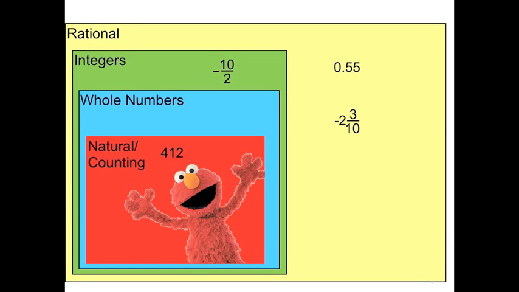Okay, this is the breakdown of where these numbers would be. 0.55 and -2 3/10, those are both rational numbers. Now we identified rational numbers as any number that can be written as a fraction. 0.55 can be written as a fraction, and that can be simplified down. It could be written as 55 over 100, and then simplified from there to 11/20ths, I believe. Actually, no. Yes, 11/20ths.